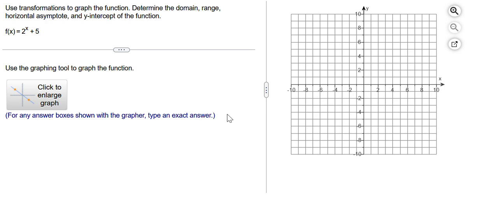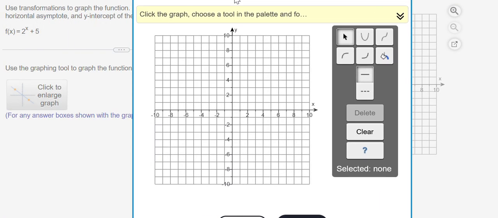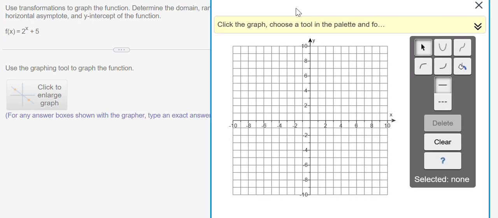Right, so we need to go ahead and use transformations to graph this function. Then we need to determine the domain, range, horizontal asymptote, and y-intercept of the function. So we are going to start by graphing it. So we click that. I'm just going to move this so we can see it better.